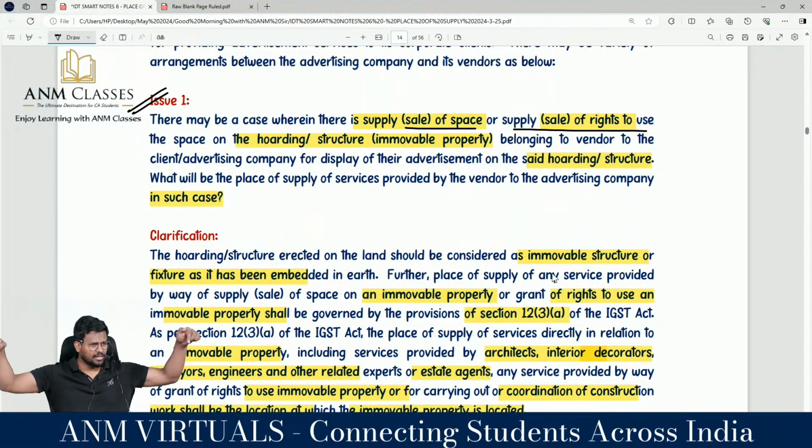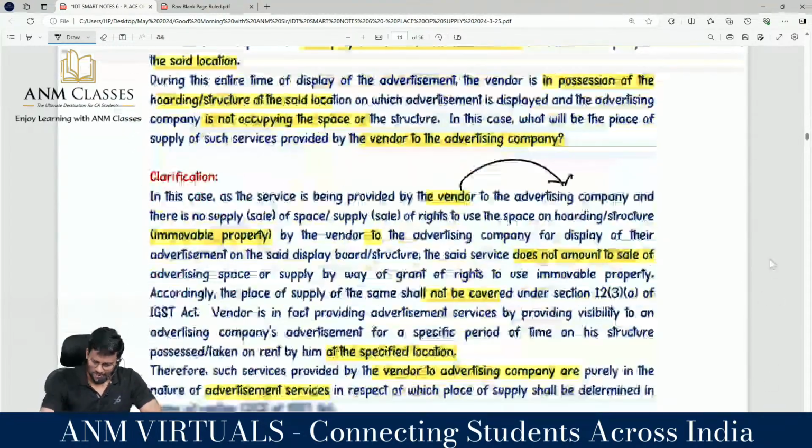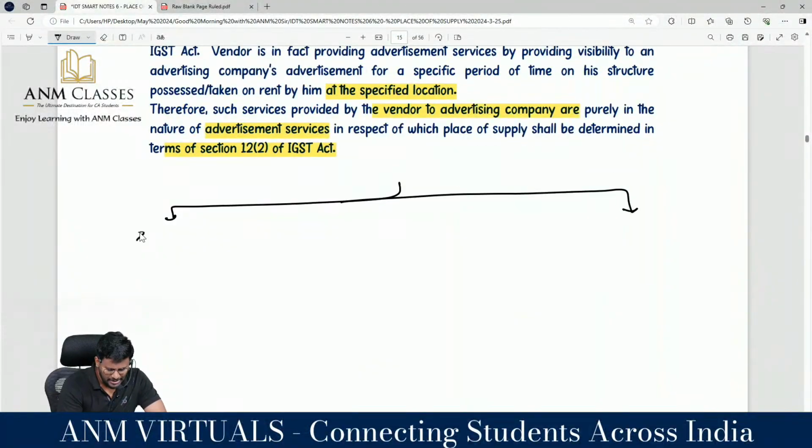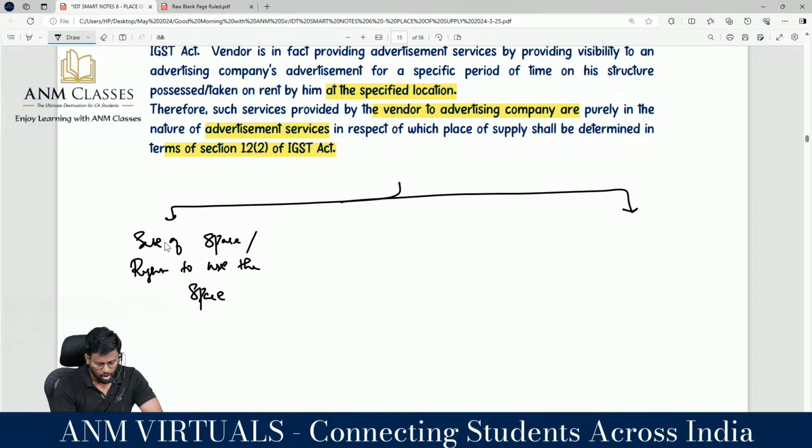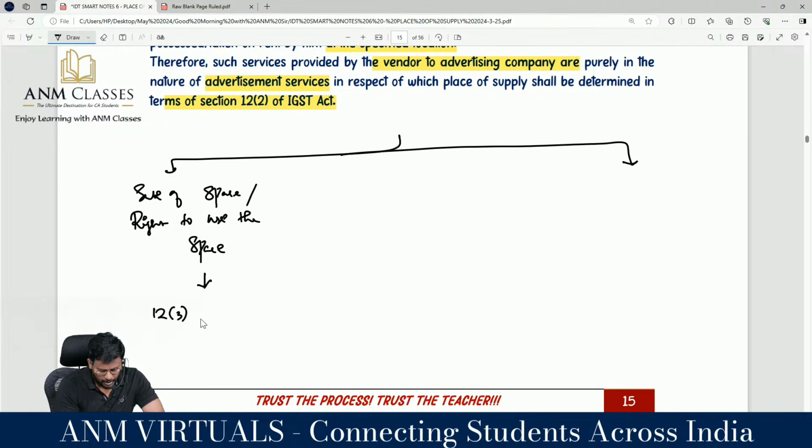Correct? இப்போ நான் 4 கால் கொடுத்து hoardings வைக்கிறேன், billboards வைக்கிறேன். Hello sir. It has to be treated as என்ன property? Immovable property. For that 12(3) provisions will be applicable. 12(2) provisions will not be applicable. அப்ப billboards or hoardings, that is sale of space or right to use the space. If I am selling the space or right to use the space, hello sir, then 12(3) provisions will be applicable. 12(2) will not be applicable.